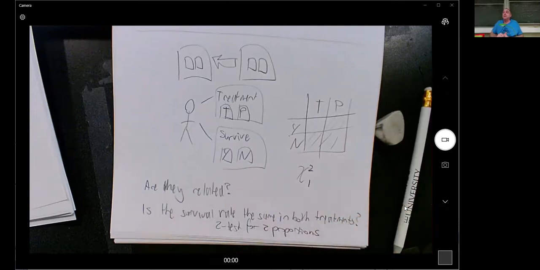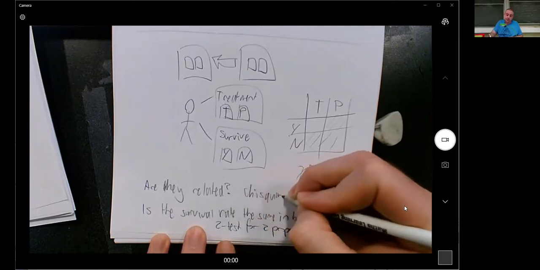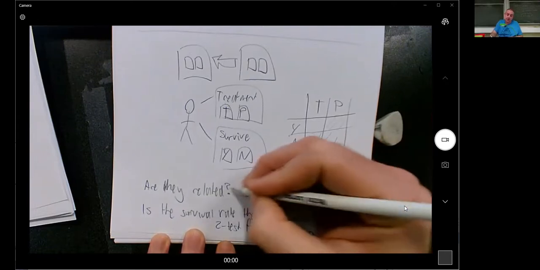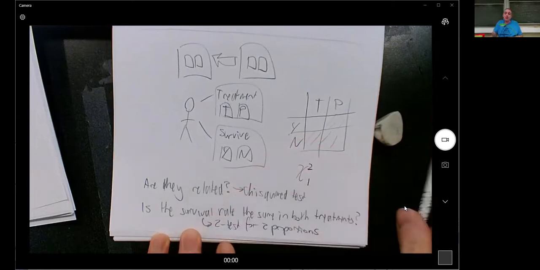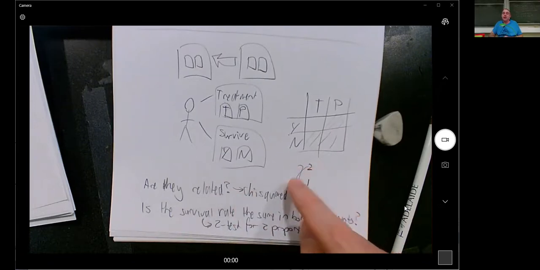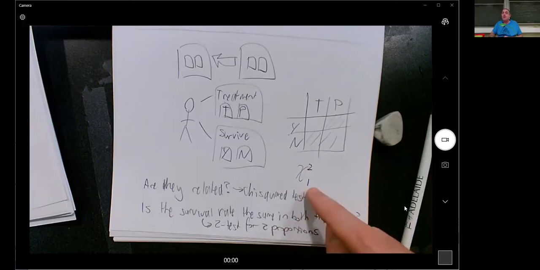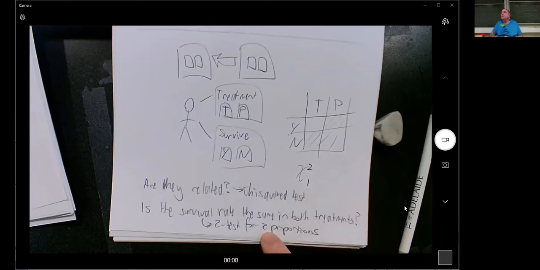They give the same p-value. The Z test for 2 proportions will give the exact same p-value as the chi-squared test does. In fact, the value of chi-squared that you calculate in this one and the value of Z that you calculate in this one, the chi-squared will be the square of the Z in this one.